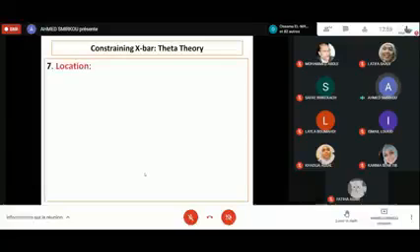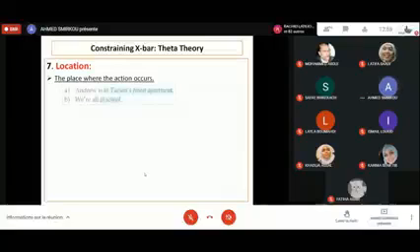Number 7, location is the place where the action occurs. Okay, the place where the action occurs. For example, Andrew is in Tuckson's finest apartment. This is a place. We're all at school, so at school is a location.